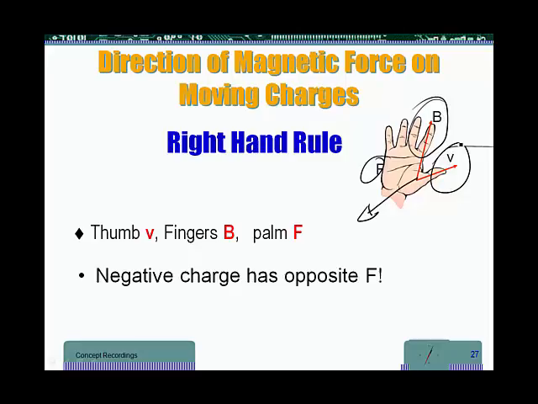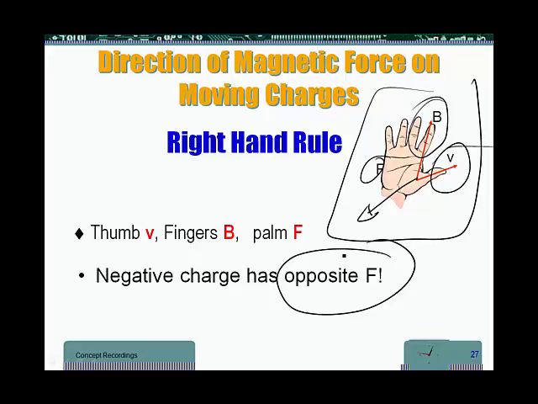Now for negative charges, you can do it either of two ways. Either you assume that the charge is positive, you find the force and then take the opposite direction, or you just, instead of having the thumb along plus V, you have the thumb pointing along minus V.